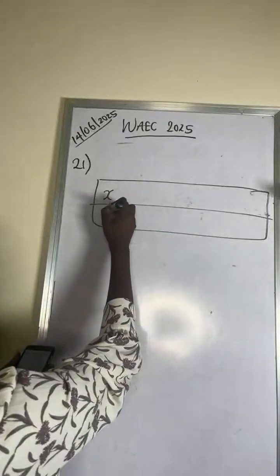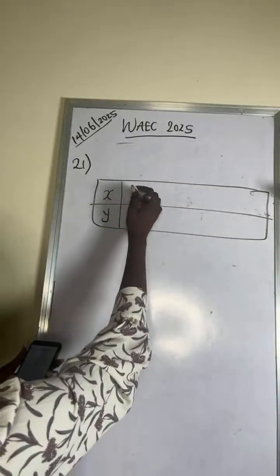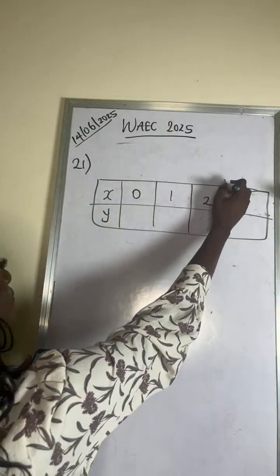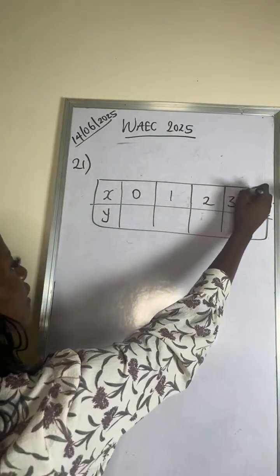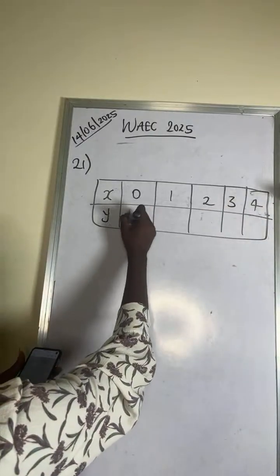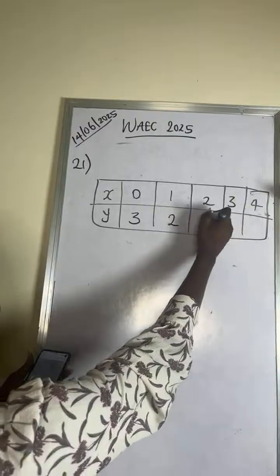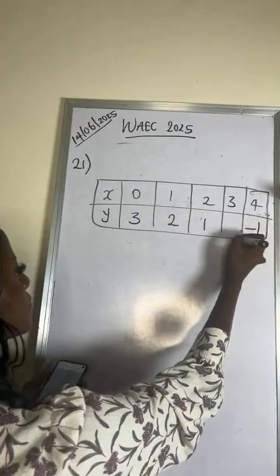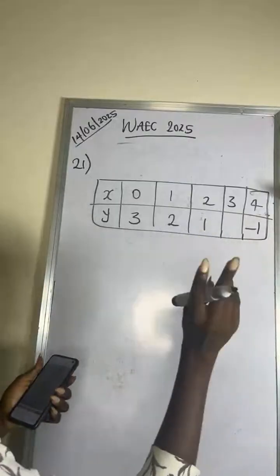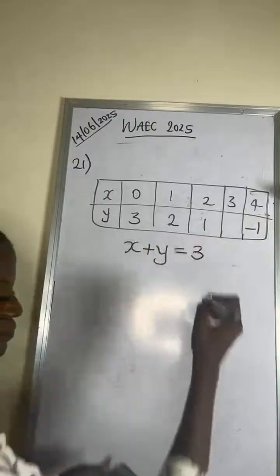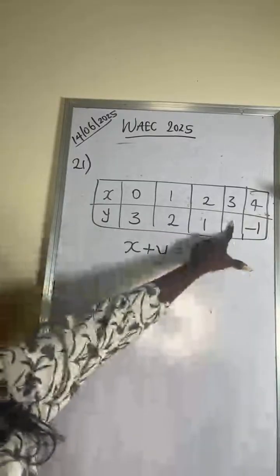We're given x and given y. So values of x are 0, 1, 2, 3, and 4. And then we're given values of y to be 3, 2, 1. We're not given this one, and we're given this one. And then they gave us an equation that says x plus y will always be 3. So we're asked to find this one.